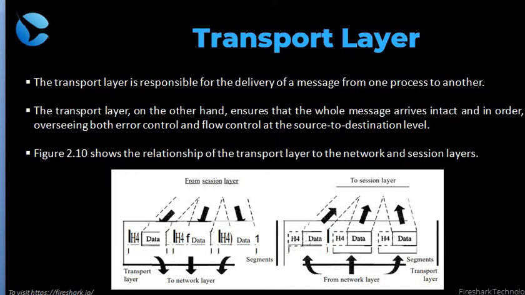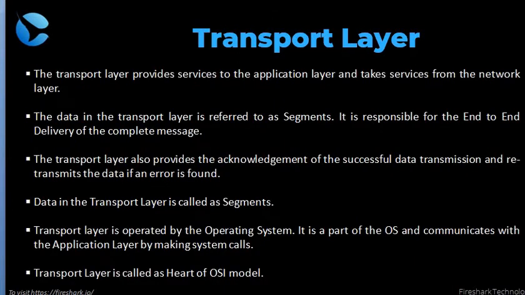The figure below shows the relationship of the transport layer to the network layer and the session layer. The transport layer provides services to the application layer and takes services from the network layer. The data in the transport layer is referred to as segments. It is responsible for end-to-end delivery of complete messages. The transport layer also provides the acknowledgement of successful data transmission and retransmits the data if an error is found. The data in the transport layer is known as segments. This is the most important point of the transport layer.